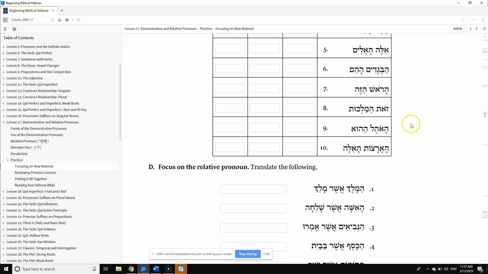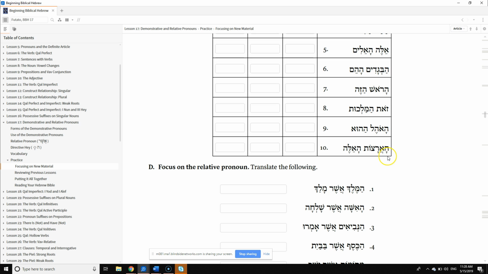This is the kingdom. Number 9, we have ha'ohel hahu. Here we've got the adjective on the demonstrative, so it will be attributive. And it's going to be our far demonstrative, feminine singular. So we would say that tent. Ohel is our word for tent. So, that tent.